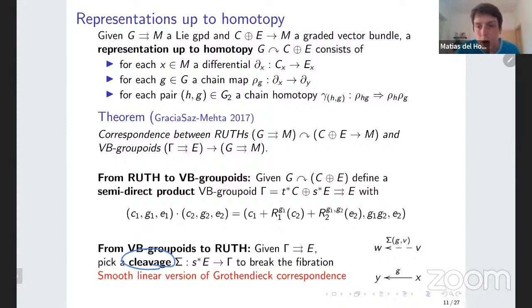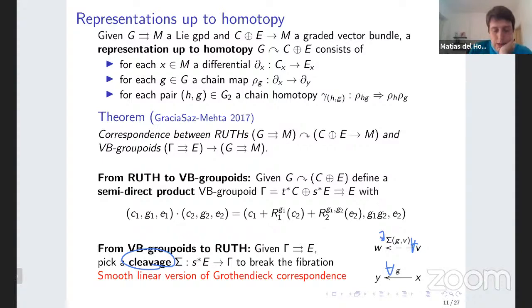And what is a cleavage? It's a choice. For each g, for each v, I will pick a lift of this arrow to an arrow on the total groupoid with source v. Once you pick the cleavage, you can decompose the VB groupoid as a representation up to homotopy. And this gives you a one-to-one correspondence.